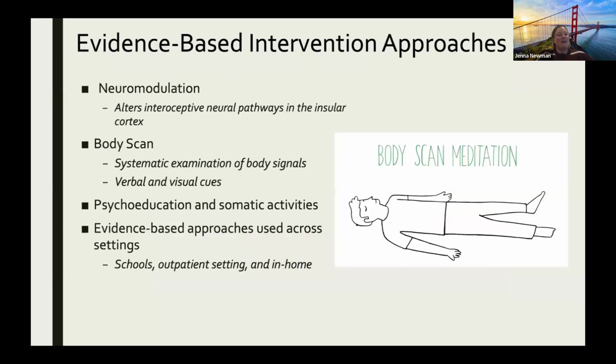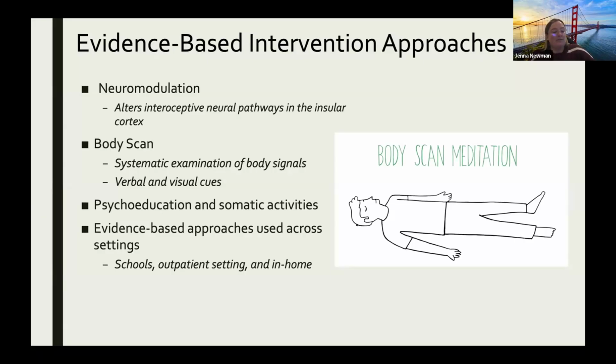So some of the evidence-based intervention approaches for interoception includes the use of neuromodulation. Neuromodulation, it's an evidence-based intervention. It's also referred to as mindfulness, and research supports its efficacy in altering the neural pathways in the insular cortex, which is the area that processes those visceral body states, the interoception. And basically, it's a mindful attention to our body sensations and signals, and a rewiring or a change in our understanding of what those sensations identify in terms of body states.